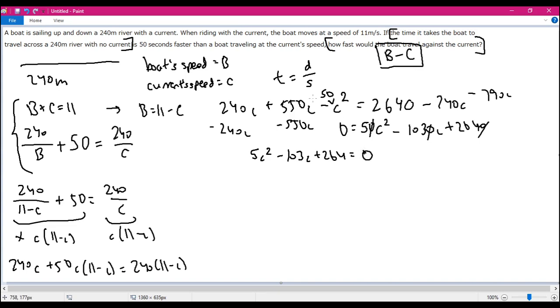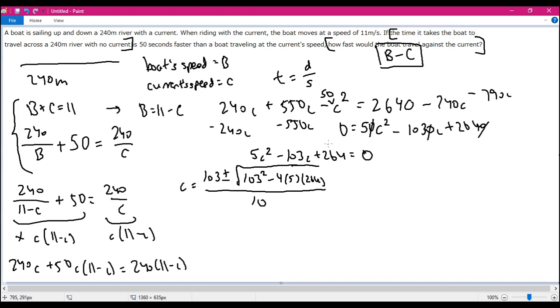This looks like a prime target for the quadratic formula. C equals negative B, which is 103, plus or minus the square root of B squared, 103 squared, minus 4 times A times C, all over 2A. 2 times 5 is 10.